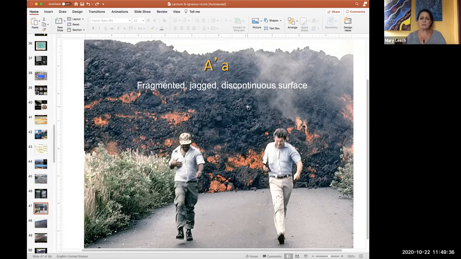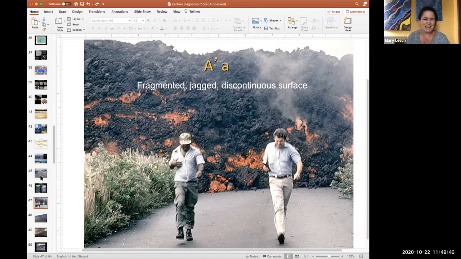And the joke goes, they called it a'a because that's the sound you make when you walk over these rocks barefoot. Ah, ah, ah. Get it? I know it was dumb.